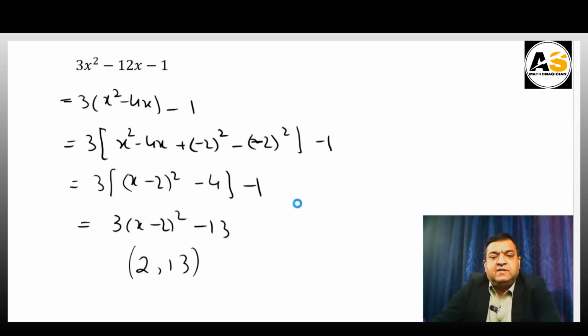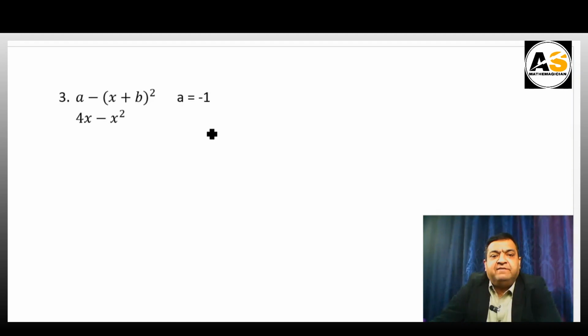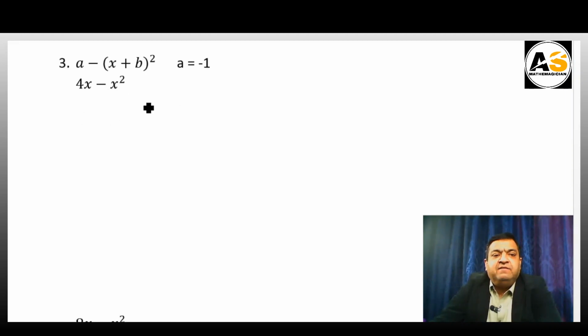Let us move to our third case now. In the third case, A will be a number which will be negative number. In third case, A will be minus 1.